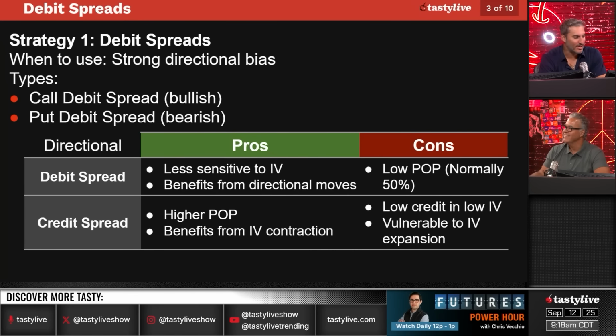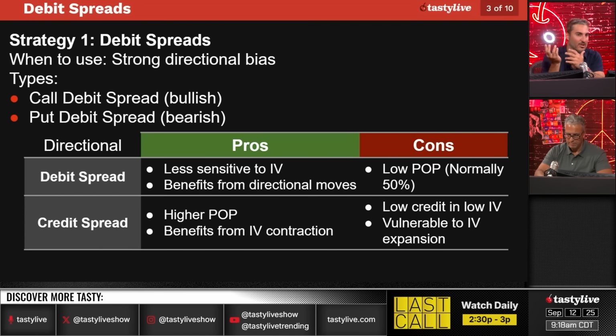For the debit spreads, the call debit spread is a bullish trade, the put debit spread bearish. The pros of these: you have less sensitivity to IV. You can even bucket put spreads or call spreads into this. I know those are short premium trades, but synthetically it's the same sort of thing. It's just where you make these trades. We typically trade credit spreads out of the money, debit spreads at the money, as kind of 50-50 shots. So obviously they benefit from a directional move. The credit spreads have a higher pop, and they benefit from IV contraction because we're doing those out of the money.